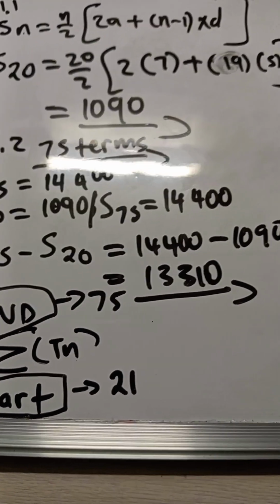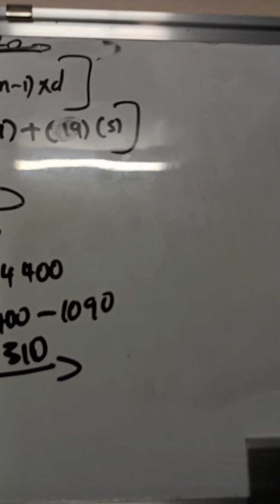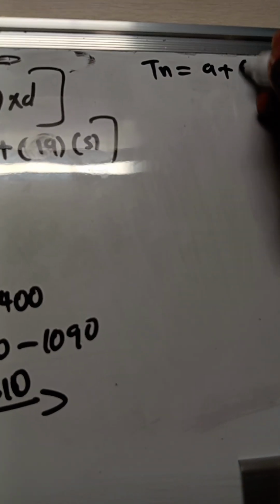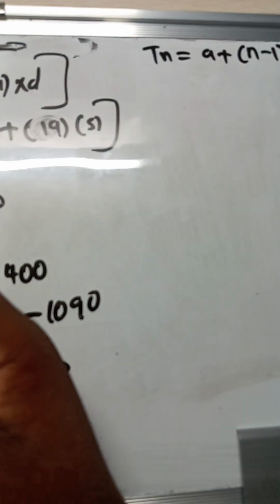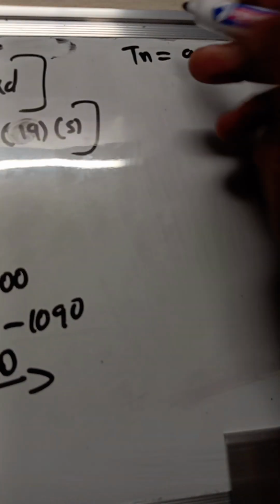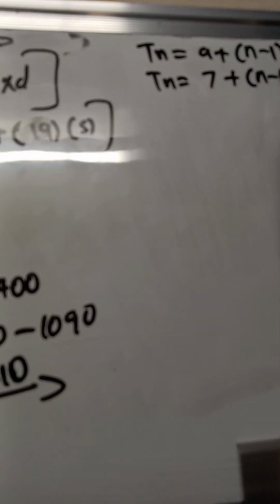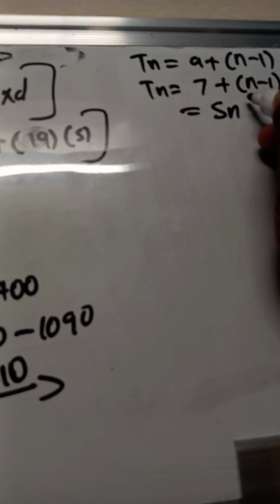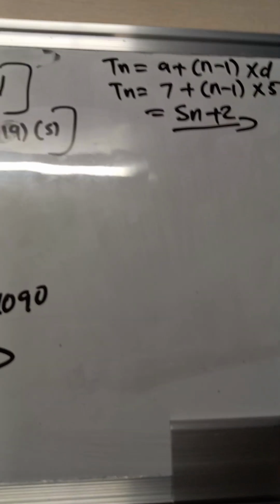How am I going to find it? Remember, I have my data there. You know that Tn equals a plus n minus 1 times d. Remember, I'm still using the data I was given initially. So Tn equals 7 plus n minus 1 times 5, which gives me 5n minus 5 plus 7, so 5n plus 2. This is the Tn I have.